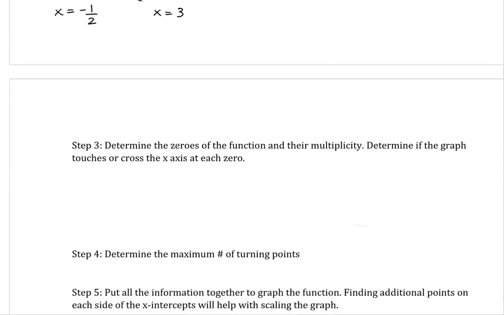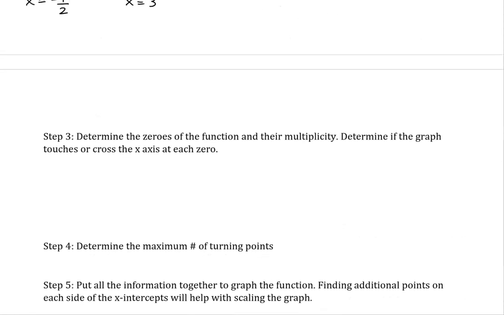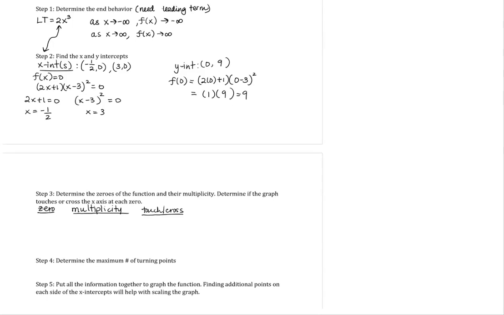Now we will move on and make a little table that consists of the zeros, their multiplicity, and then we will use the parity of that multiplicity. Parity means even or odd, to determine whether the graph will be touching or crossing the x-axis at those x-intercepts. So we only had 2 zeros because we only had 2 x-intercepts. They were -1/2 and +3.